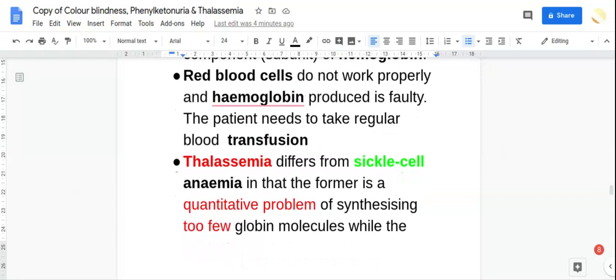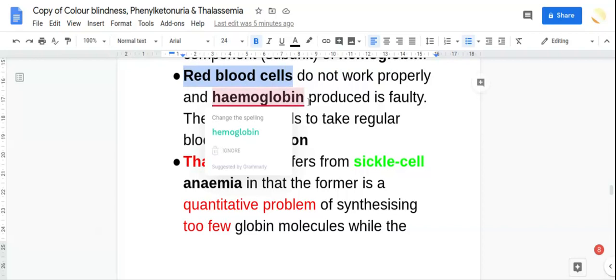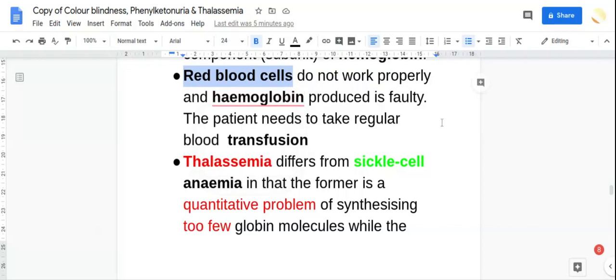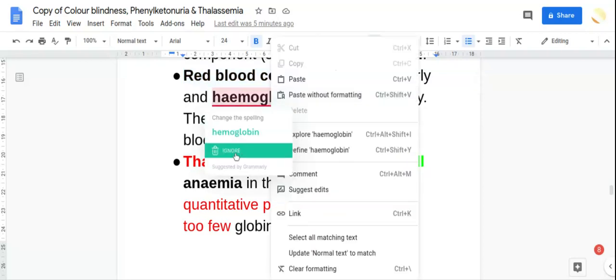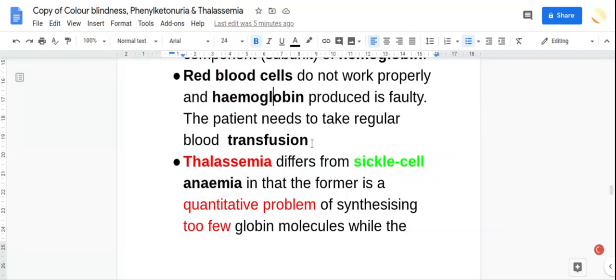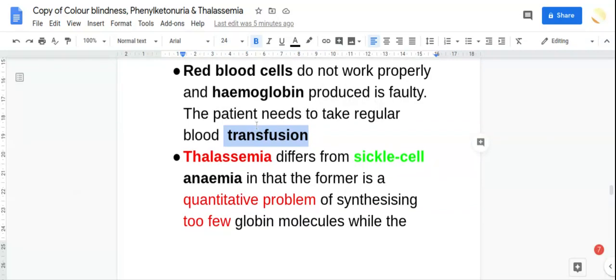Okay, now red blood cells do not work properly in thalassemia. I told you it's a kind of anemia. The red blood cells are affected because ultimately hemoglobin is contained in the red blood cells. So the red blood cells stop working properly. The hemoglobin that is produced is faulty, and the patient needs to take a regular blood transfusion. So, throughout the person's life, he needs an influx of blood because his blood does not have enough RBCs and he is constantly tired and anemic.